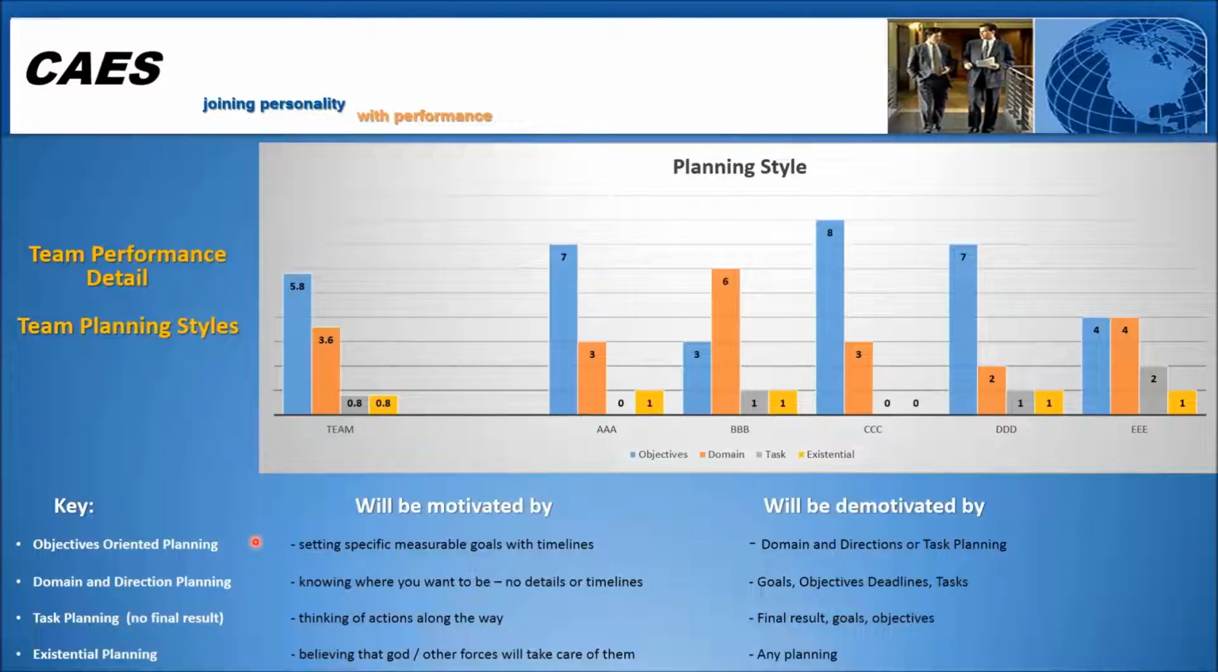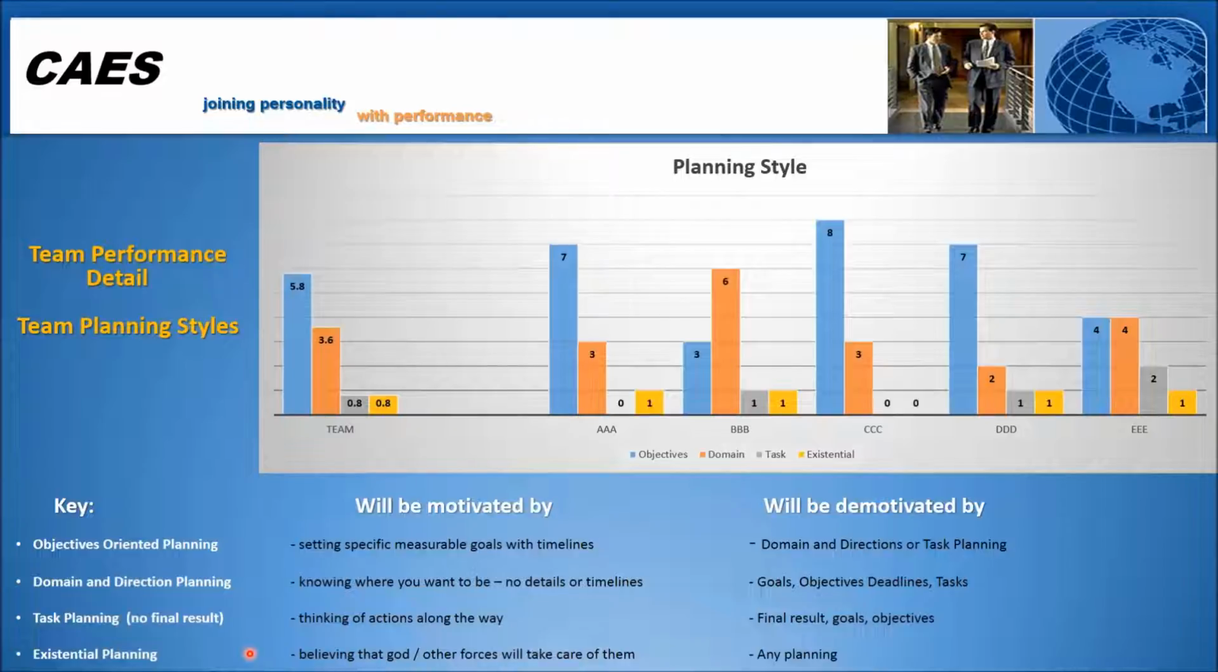The first being objectives-oriented planning, where people prefer to have a specific measurable goal and also timelines in which to achieve it. The second style is called domain and directions planning, and this is where people set that overall goal, but they prefer not to have specific deadlines or specific details in the stages to achieve that goal. The next one is called task-oriented planning. This is where there is no final goal. In this case, people prefer to think about things, actions, and tasks along the way, and then to adapt to the results that they see, and hopefully they're headed in a positive direction.